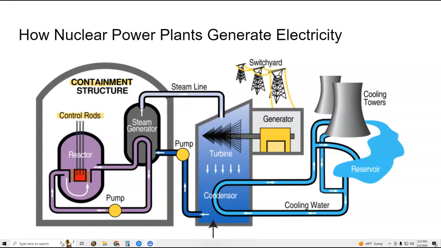And as the uranium decays, it releases neutrons. As those neutrons are released, heat will be produced. These control rods can be inserted, and the further they go in, the more neutrons will be absorbed, so that will slow the reaction down.